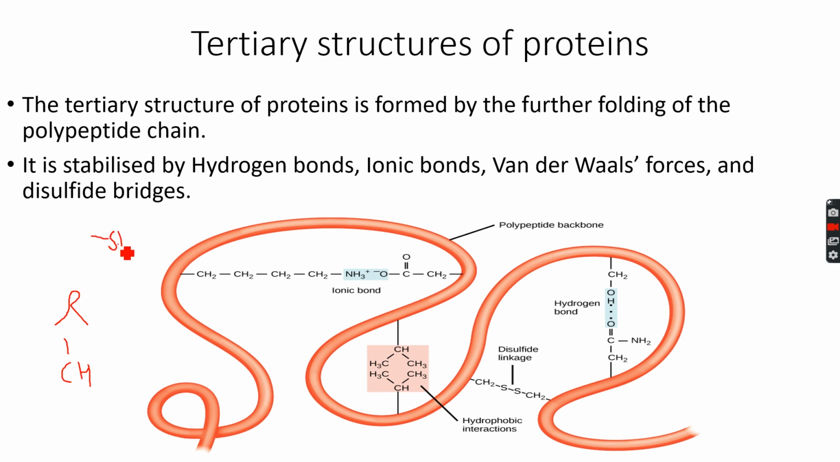the sulfhydryl group, which is also known as the thiol group, SH. So when two SH groups combine together, they form a disulfide bridge by a condensation reaction. They form a disulfide bond. So you can see the disulfide linkage over here. It's called a disulfide bridge because it bridges the gap between this part of the polypeptide backbone and this part of the polypeptide backbone. And as you can see here, it can have hydrogen bonds.